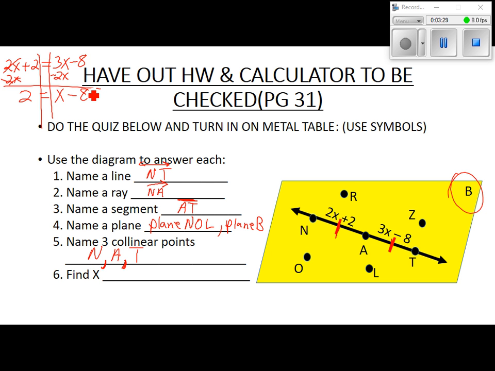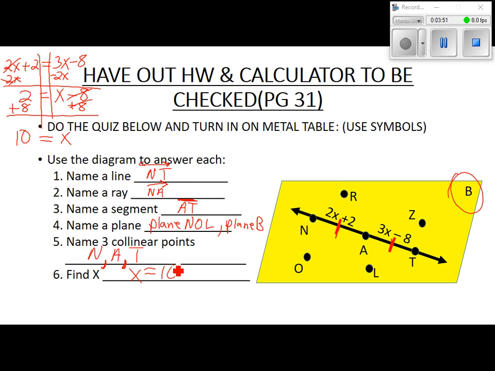Add 8 to both sides. Those cancel out. You're left with just x on this side. 2 and 8 give you what? 10. Didn't have to divide this time. X equals 10. What if they ask you to figure out the length of segment NA?